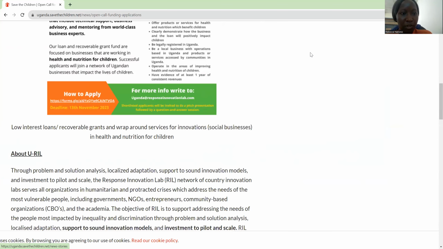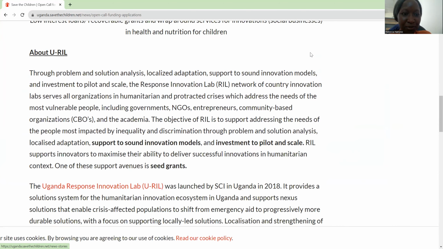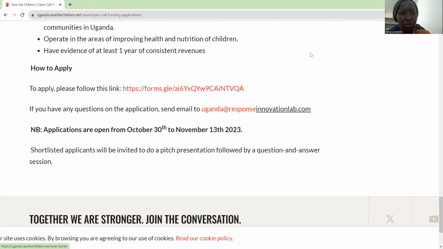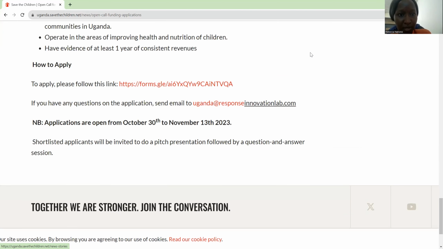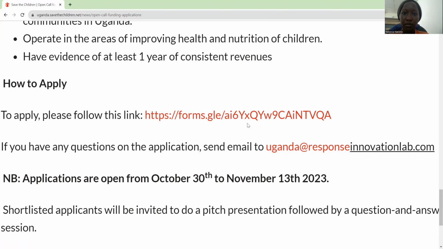What they're going to give are low interest loans or recoverable grants and wrap around services for innovations or social businesses in health and nutrition for children. So you'll come here and read more for yourself. And finally, when you're ready to apply, you can come to this link here, this very one here. Let me open it and see where it takes us to.